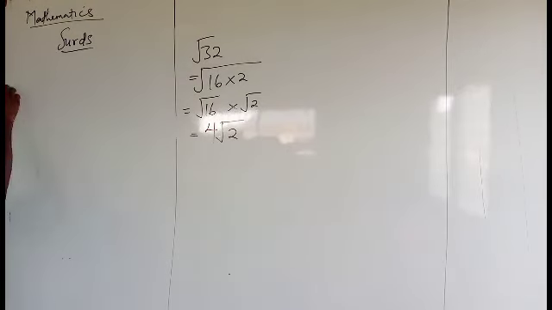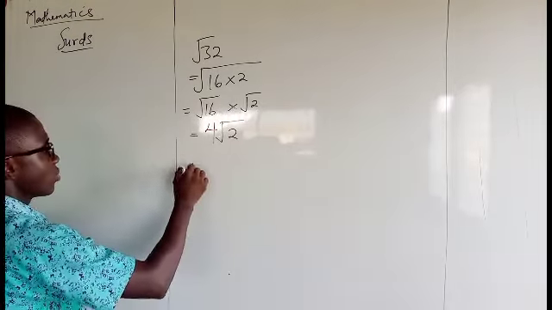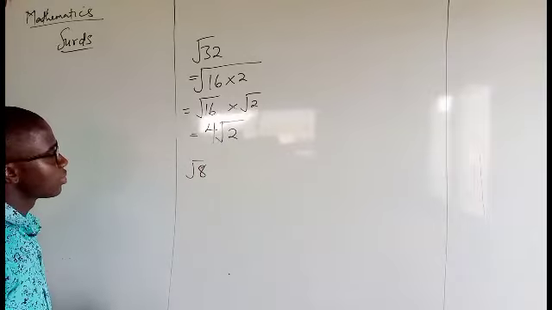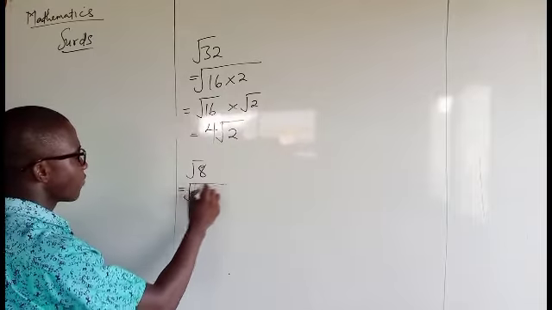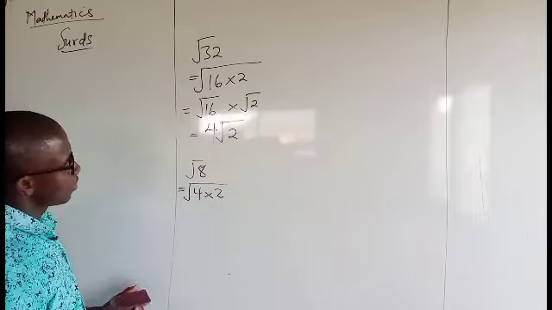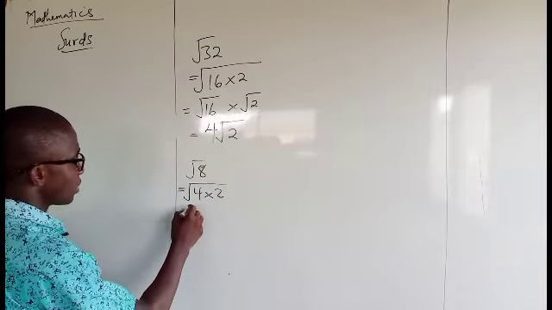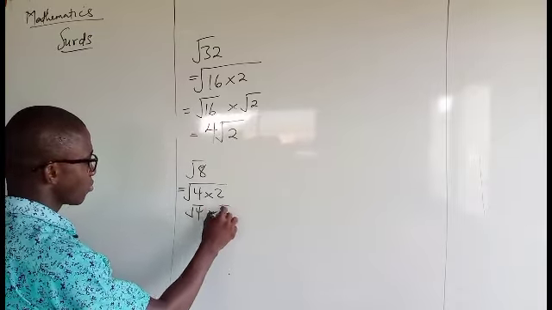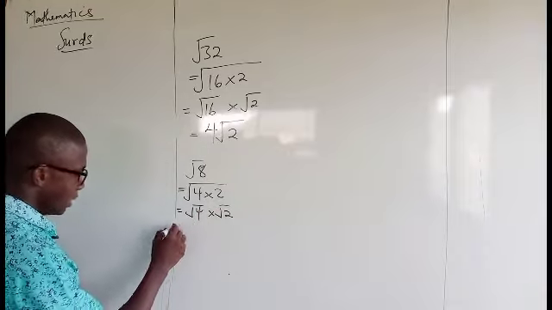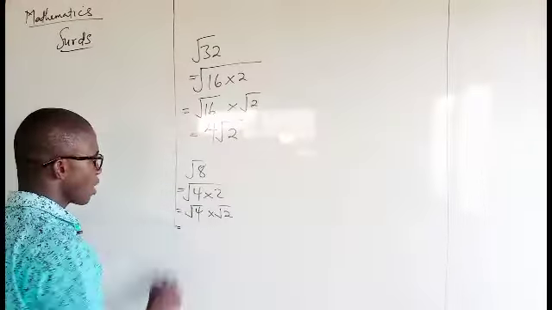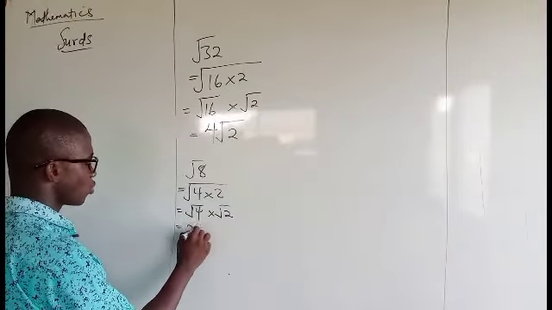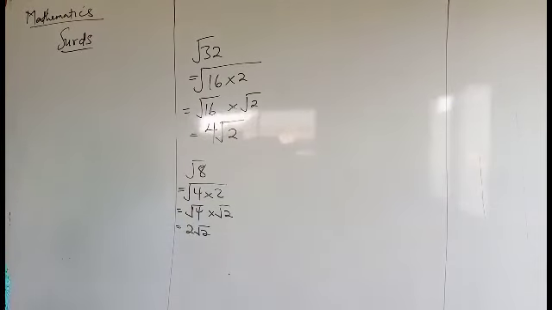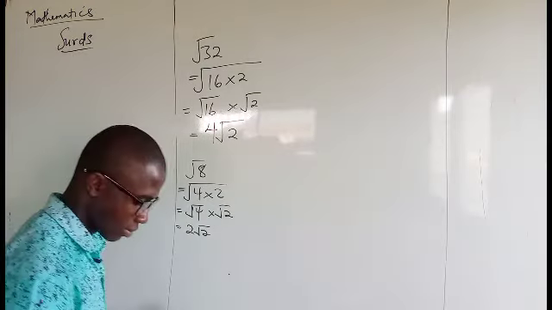Okay, let's look at the next one. Root 8. Let's think of it: 4 times 2. Give them separate roots. That's the next step. Then the square root of 4 gives us 2, left with root 2. So the answer is 2 root 2. Very good. You've done well.